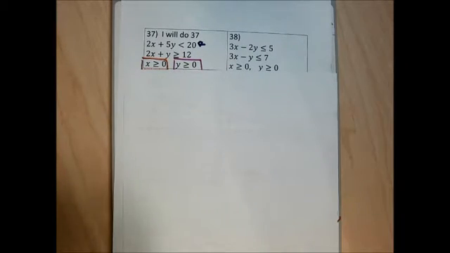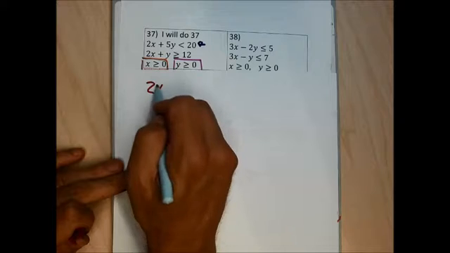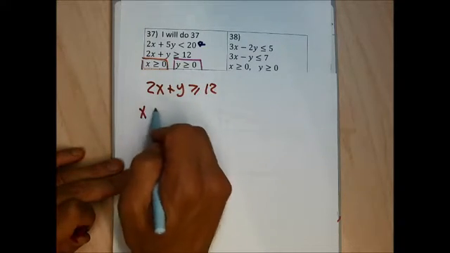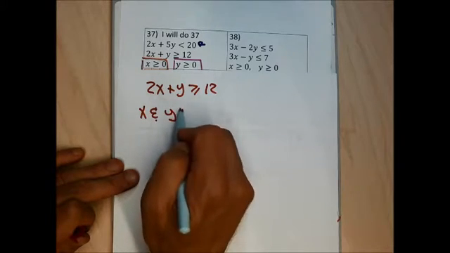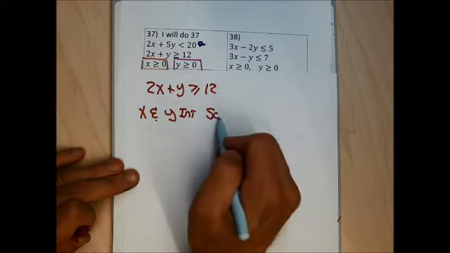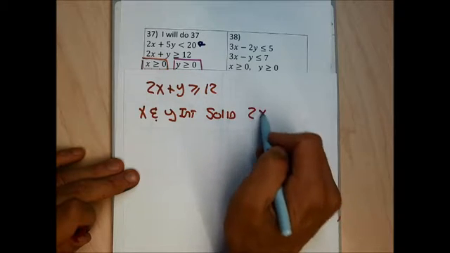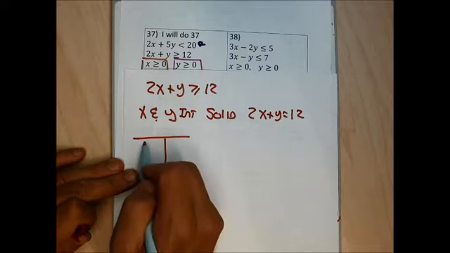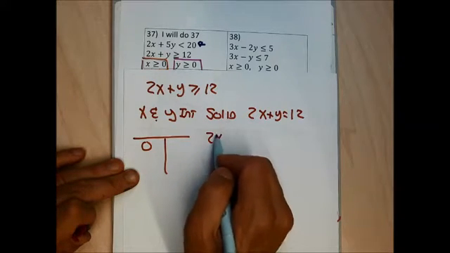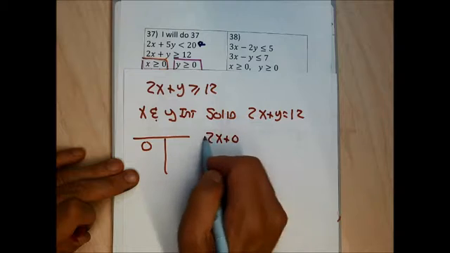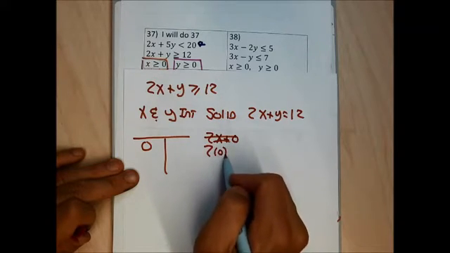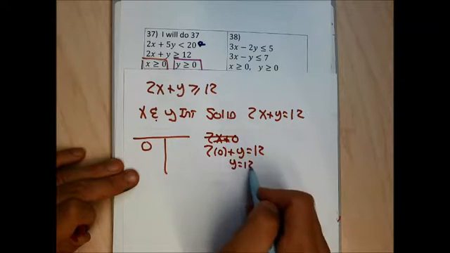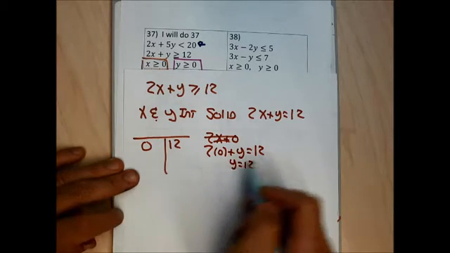So last bit of shading for the video. So 2x plus y is greater than or equal to 12. I'm going to do the x and the y-intercept. Do a solid line for 2x plus y equal to 12. Plug in 0 for x and get 2 times 0 plus y equal to 12. That simplifies to y equal to 12, which is going to be the point (0, 12).